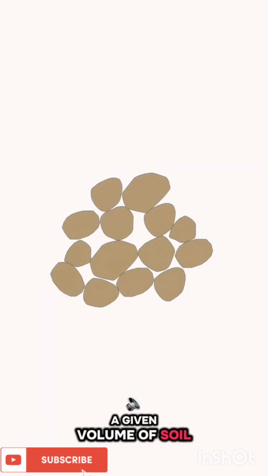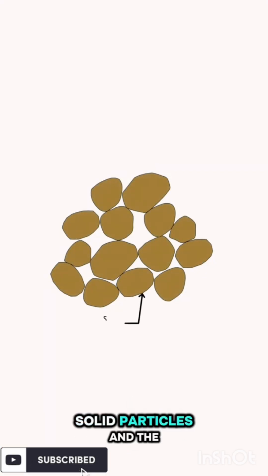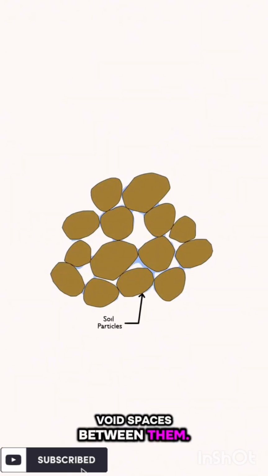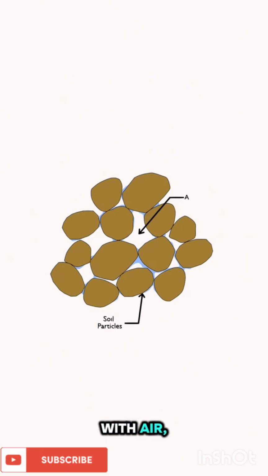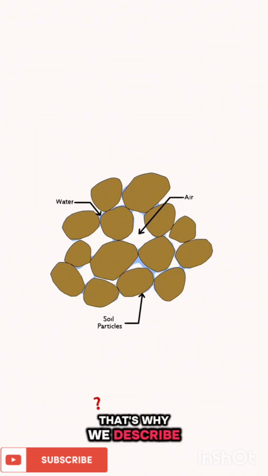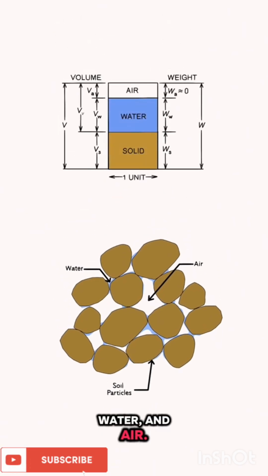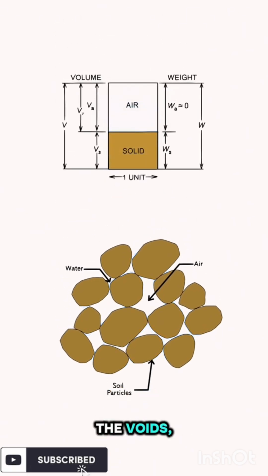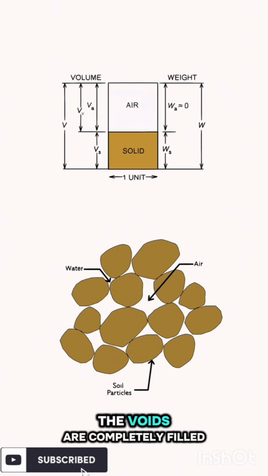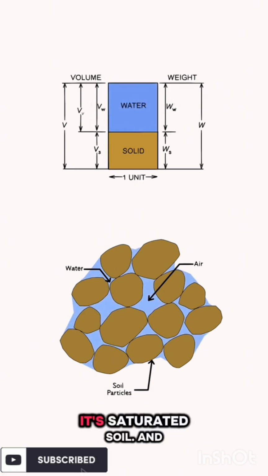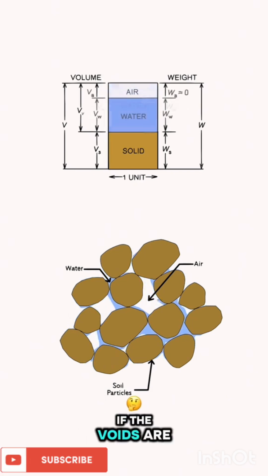A given volume of soil in nature is made up of solid particles and the void spaces between them. These voids can be filled with air, water, or a combination of both. That's why we describe soil as a three-phase system: solids, water, and air. If there's no water in the voids, it's dry soil. If the voids are completely filled with water, it's saturated soil. And if the voids are partly filled, we call it moist soil.